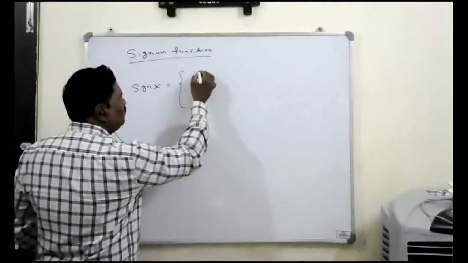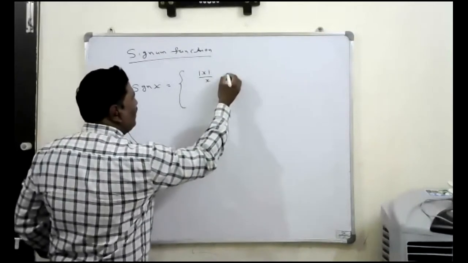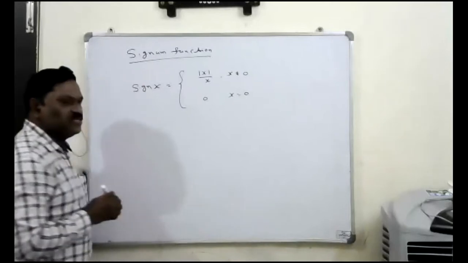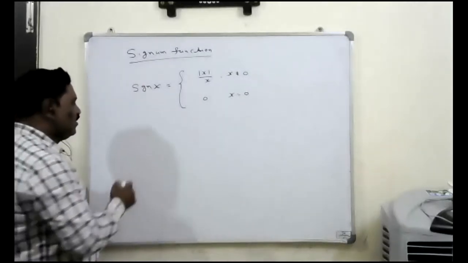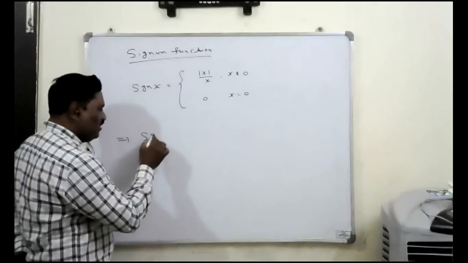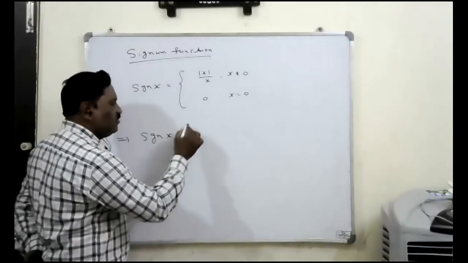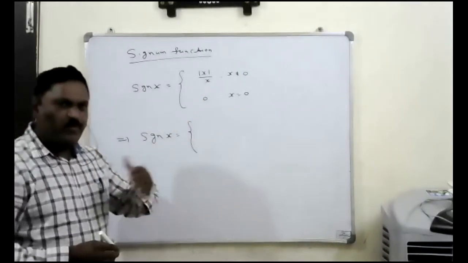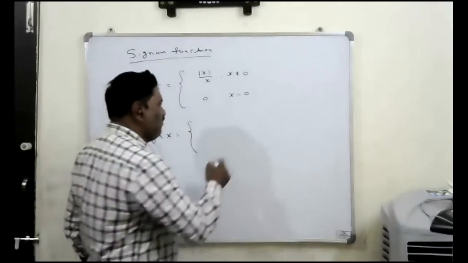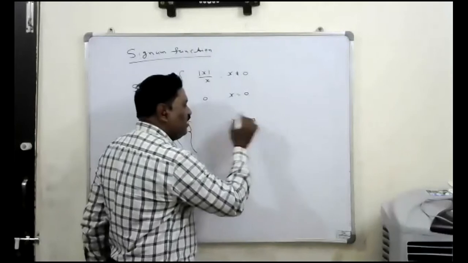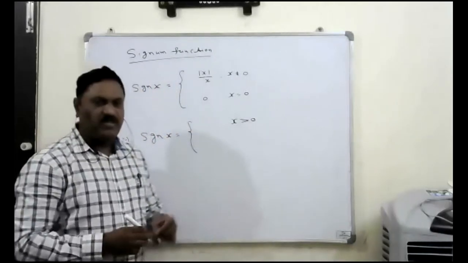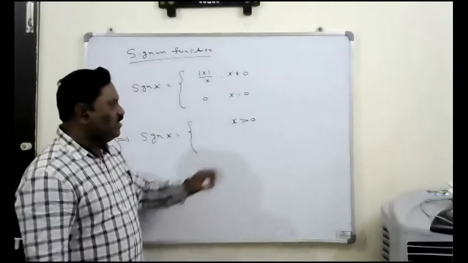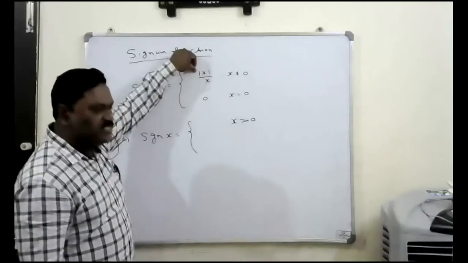This is nothing but mod x by x when x is not equal to 0, which is 0 when x is equal to 0, which is called the signature function or the signum function. Further, you can also split it like that. Signum of x, where x is not equal to 0, but x may be positive or negative. In the first case, when x is positive, we know the definition of mod x: mod x is equal to x.